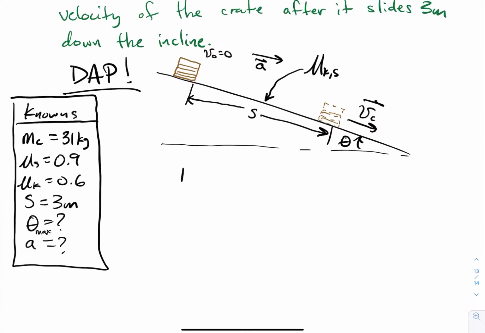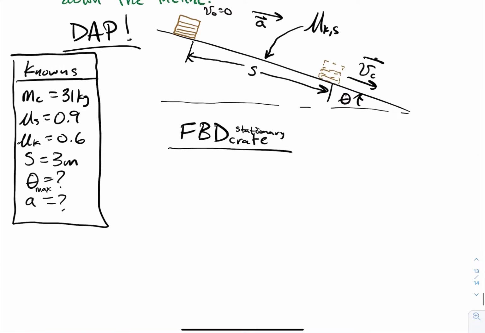So what we need to do is do an FBD for the crate. And this is going to be while the crate is stationary. So this is an FBD for the stationary crate. And being stationary means the surface of the crate and the surface of the incline aren't moving relative to each other. The reason I say that is because we'll know that it has static friction opposing the potential for motion on the crate. So there's our crate.